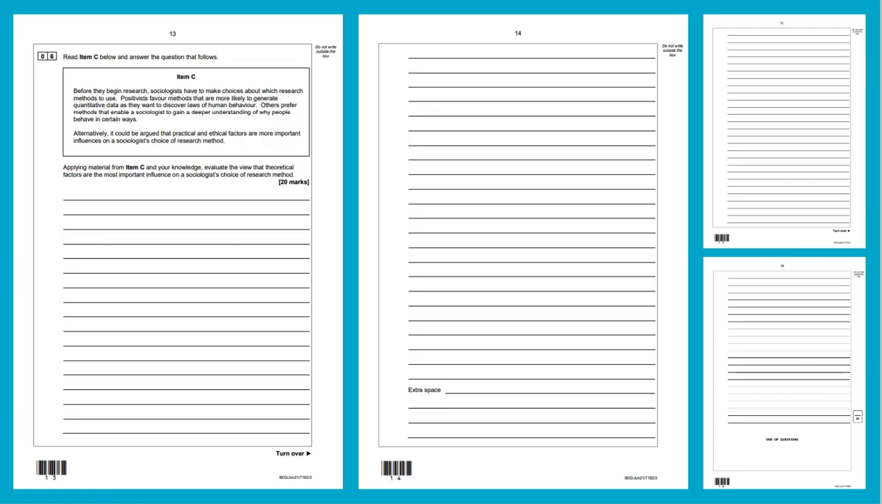Question 6 will also be based on the theory and method section of the specification, but this time you're asked a 20-mark question with the command apply material from item C and your knowledge evaluate. Remember to spend at least 30 minutes on this question. And as it is a part of the theory and method specification, you can use examples from any area of sociology to develop this in the standard essay format.